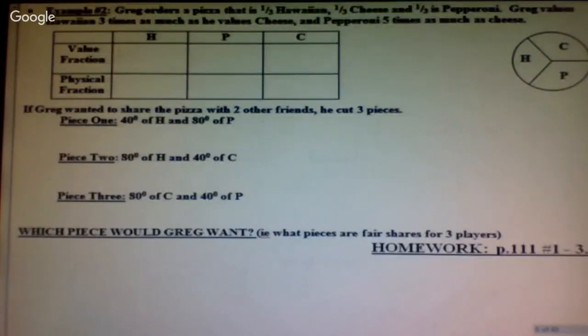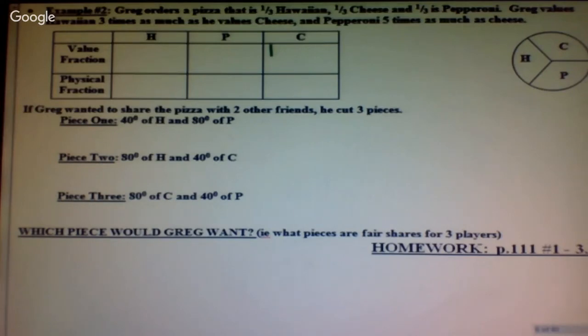Okay, let's take a look at this one. First things first, value fractions. Hawaiian is 3 times as much as cheese. Pepperoni is 5 times as much as cheese. What is their lowest? Cheese. So we start cheese off with a 1 because they like it. They just don't like it a lot.